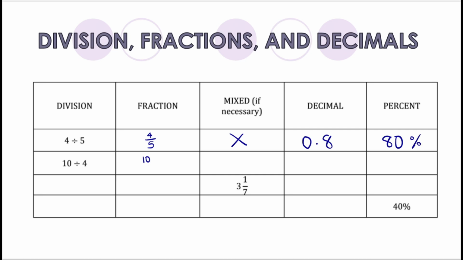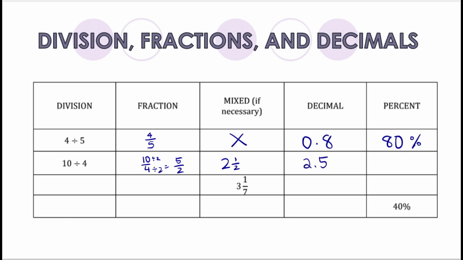10 divided by 4 would look like this, but you can change it by dividing it by 2. So this equals 5/2. This is a mixed fraction. This is 2 1/2 because the top is bigger than the bottom. If you were to put this in a decimal, I would recommend using this to put it into your calculator. So just doing 5 divided by 2 into your calculator. But you'll end up with 2.5.